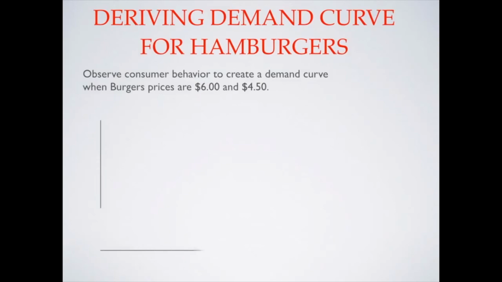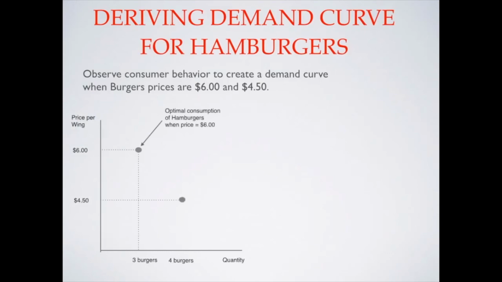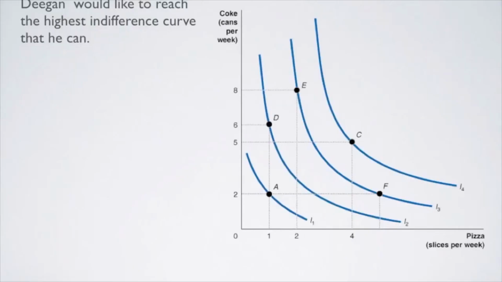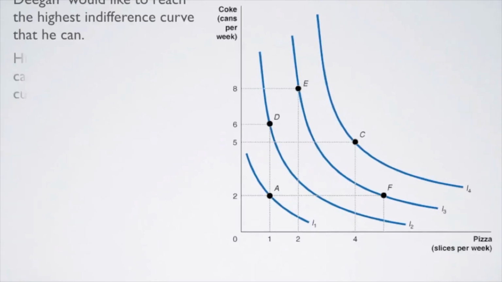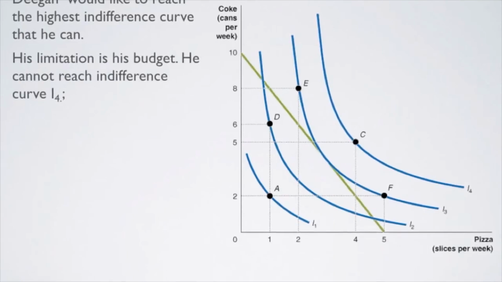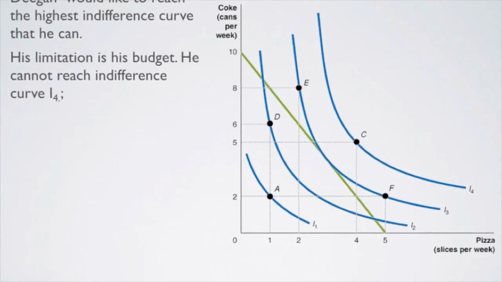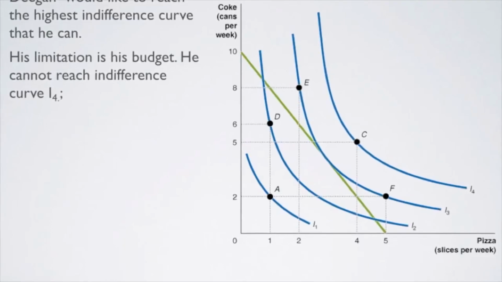Deegan is indifferent to a number of combinations between two products, pizza and Coca-Cola. In other words, he will receive the same satisfaction from different combinations, and so he is indifferent to which combination he receives. Deegan will try to gain the highest level of total possible utility given his budget constraints. With these various combinations, several indifference curves can be created. At this point, the indifference curve is just tangent to the budget line. To maximize utility, Deegan must be on the highest indifference curve allowed by his budget constraint.